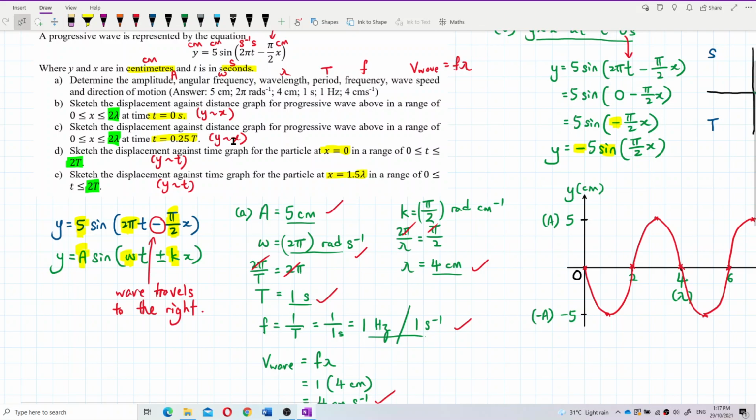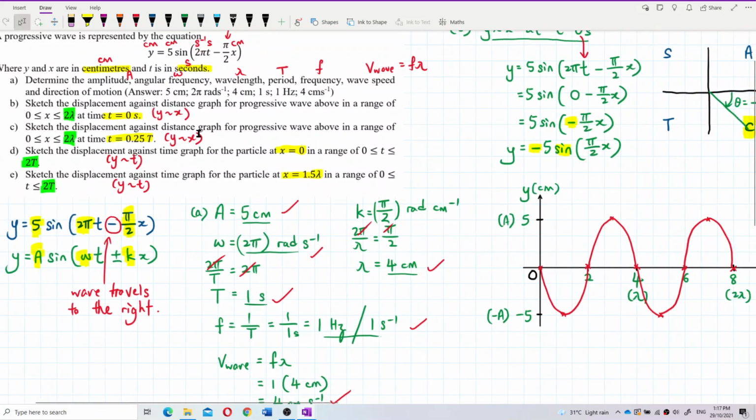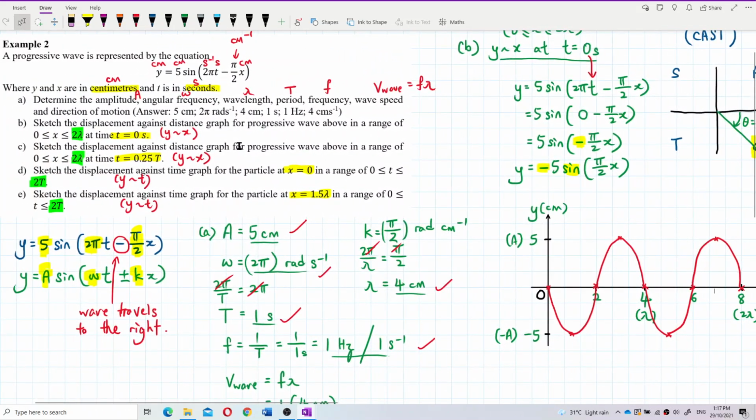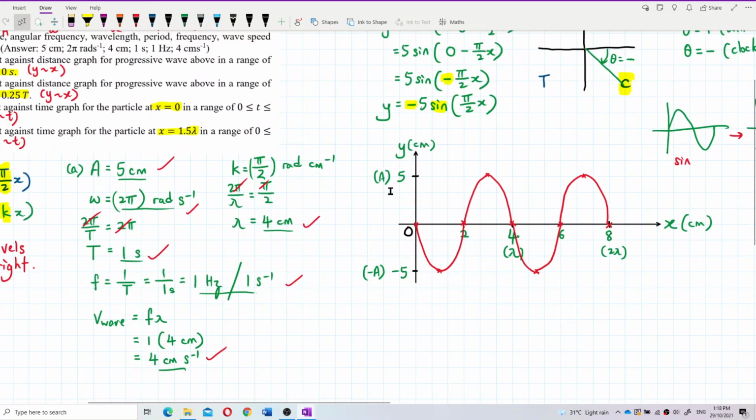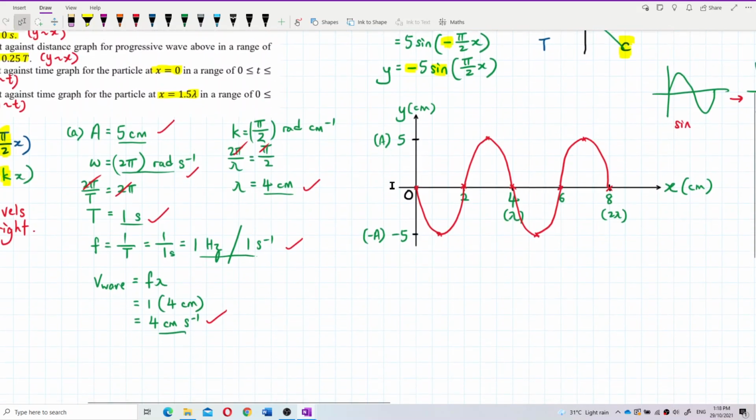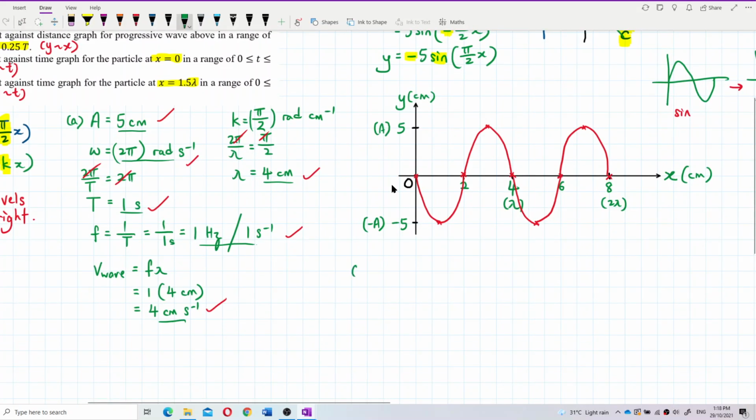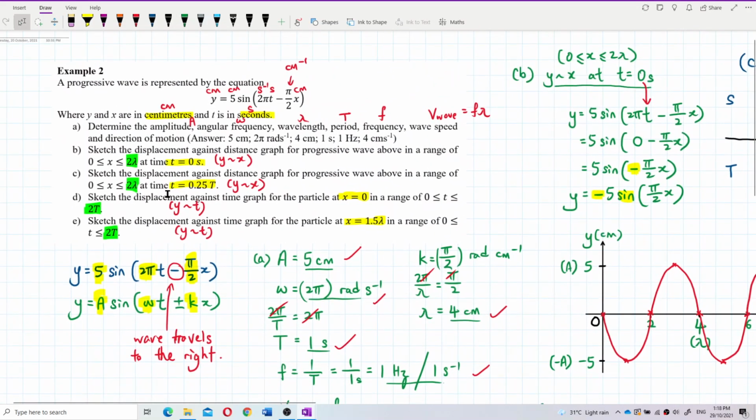I need to draw also a y versus x graph at this time, 0.25 period. Also the requirement is until 2 lambda. So how to do this? A little bit difficult. We need to substitute this time into the equation first. Let's take a deep breath and start doing it. Don't panic. We take a deep breath and everything will calm down, and we will do things much easier later on.